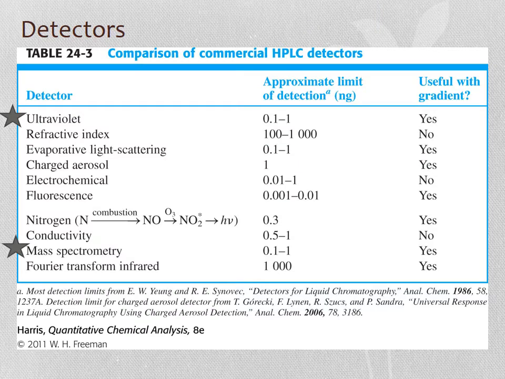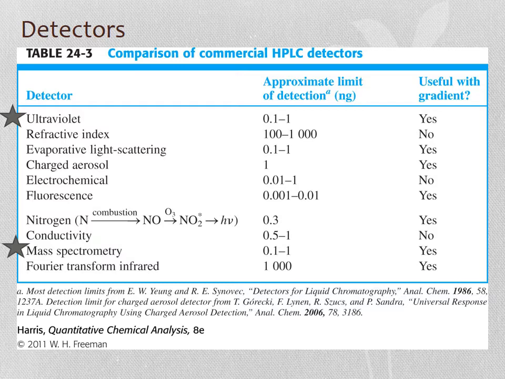So detectors for HPLC certainly include that ultraviolet, which lets you get a nanogram of detection limit. You also have mass spectrometry, so that's the other star. These are the 2 that we have at Niagara, and it gives you about the same detection limit, 0.1 to 1 nanograms. You'll see that there are other options here. Fluorescence, for example, is going to give you lower detection limit. We know that fluorescence is more sensitive if it works with your molecule.